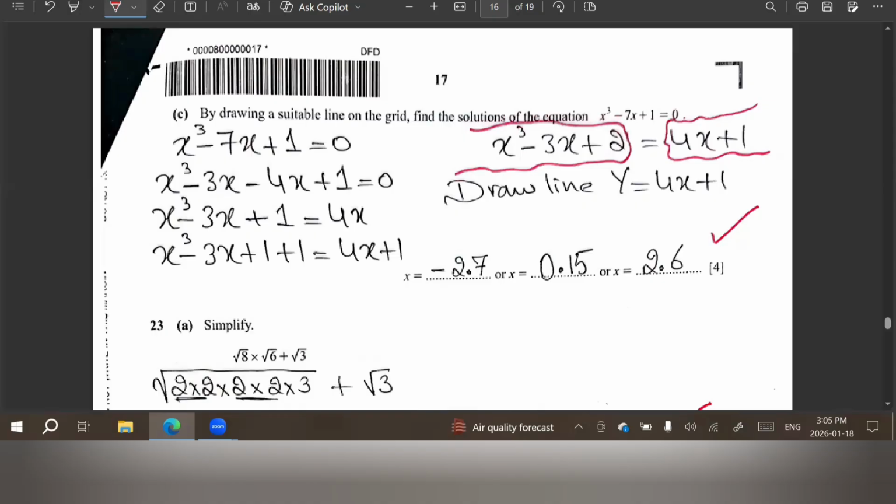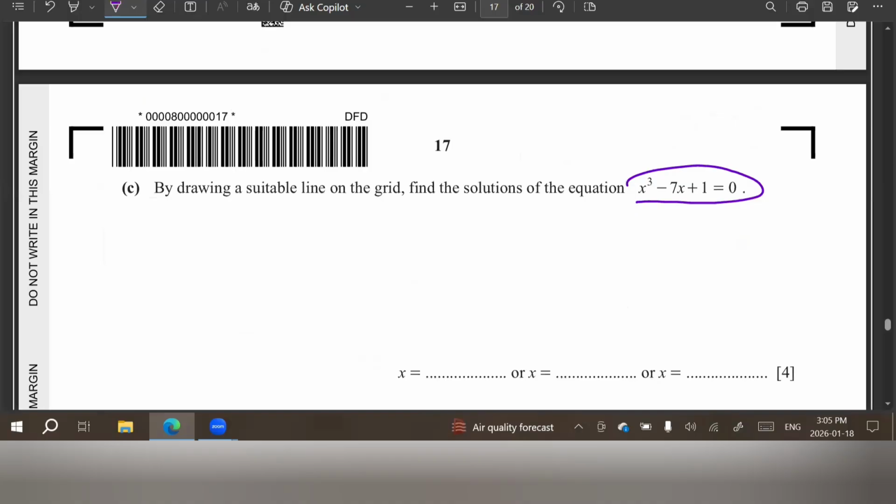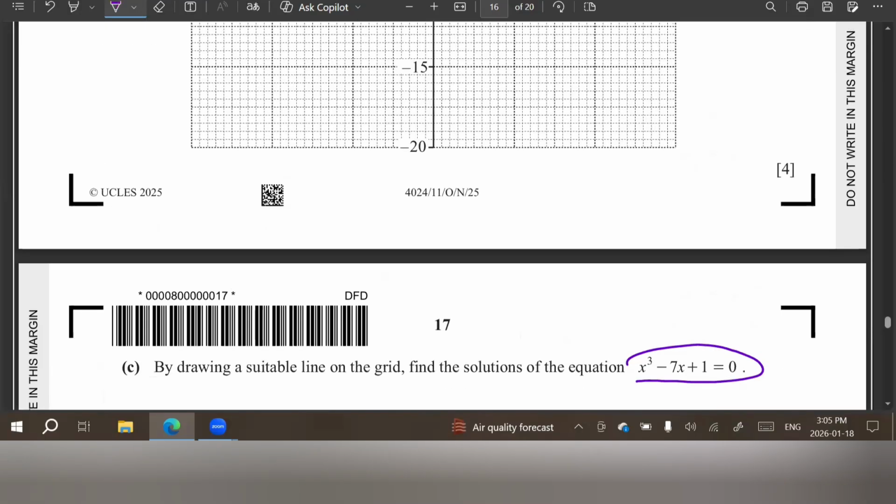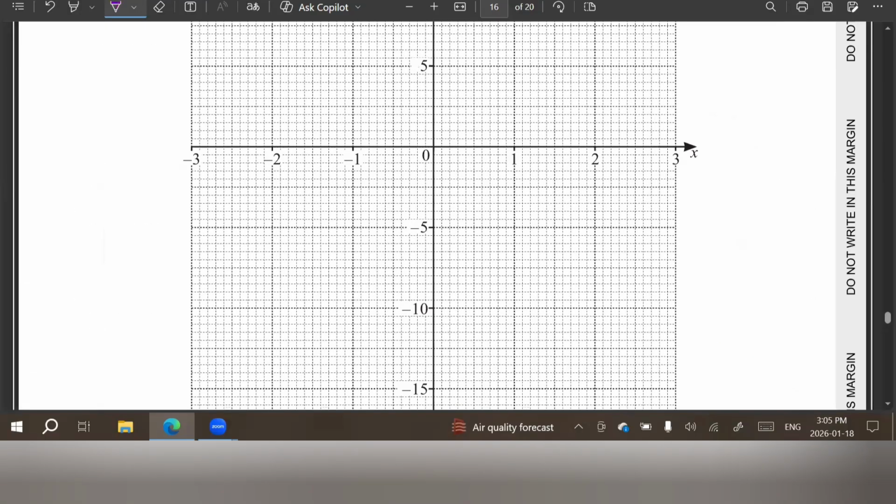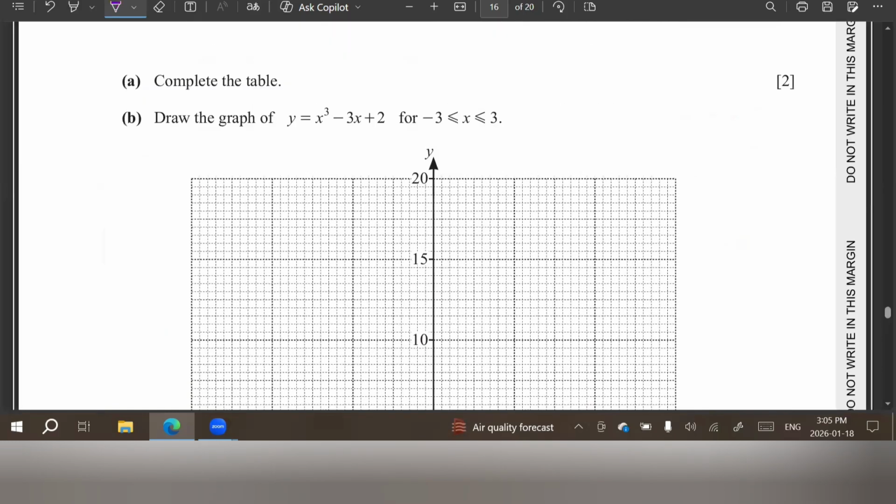And this side will become 4x plus 1. You can see this side is that exact thing whose graph you have already drawn. So this is the thing whose graph you have drawn. Okay, I'm talking about this thing.